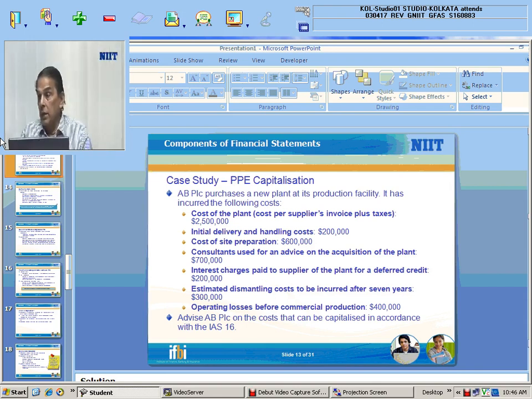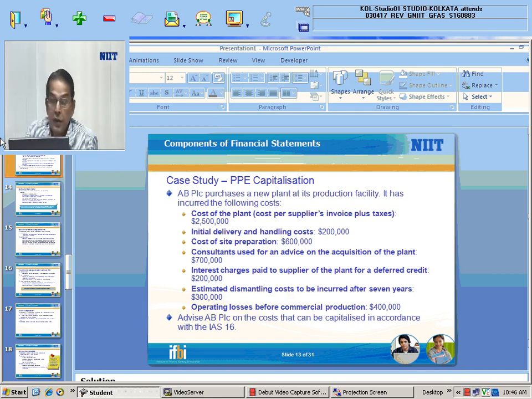So here, cost of plant, yes, it can be capitalized. Initial delivery and handling cost, yes, it can be capitalized. Cost of site preparation, yes, it can be capitalized. Even the fees paid to the consultant for advice on the acquisition of the plant, yes, it can be capitalized.